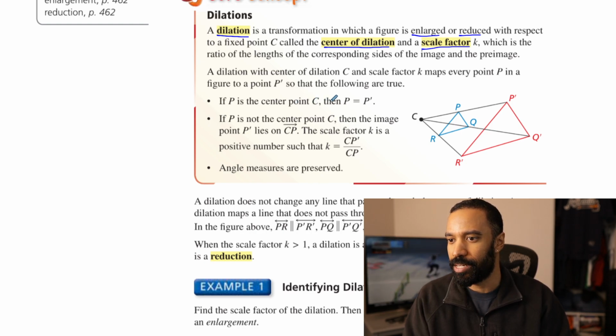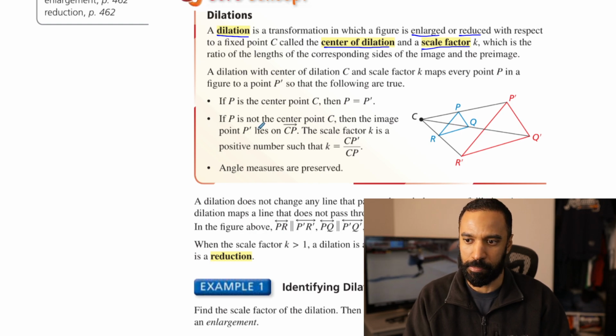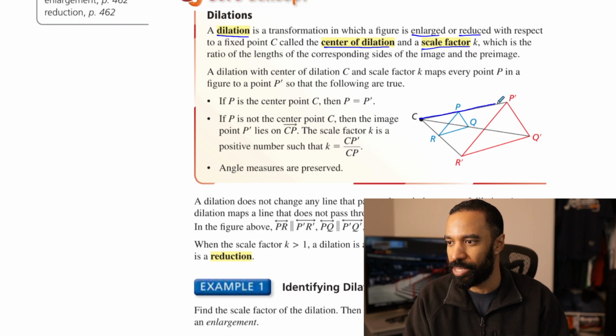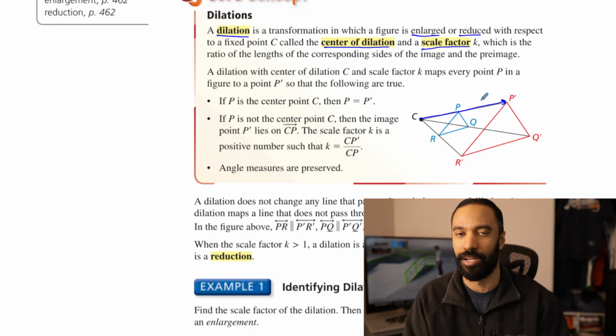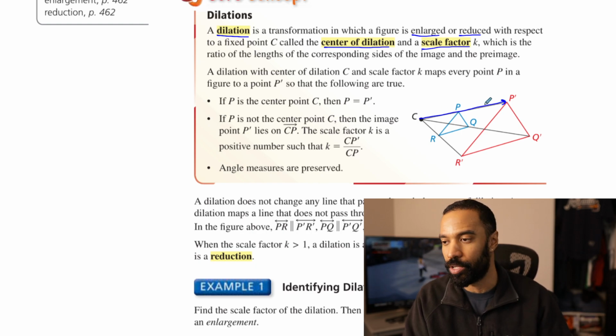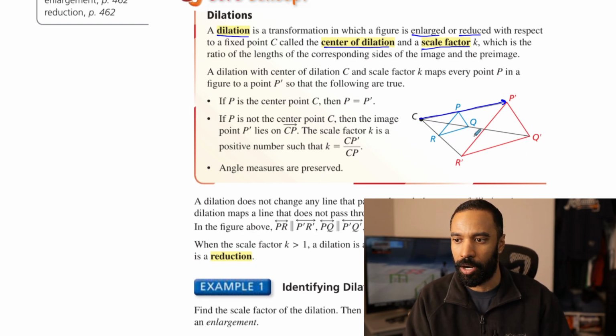If P is the center point C, then P is P prime. If P is not C, then the image P prime lies on ray CP. So you can see when I cast this shadow, this light beaming, it goes through P and onto this P prime right there. They're all in the same ray together, on that same line. They're collinear. You can draw a straight line through them. Same with Q and R.